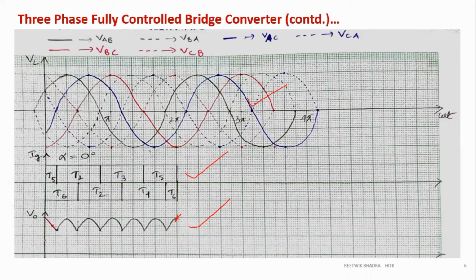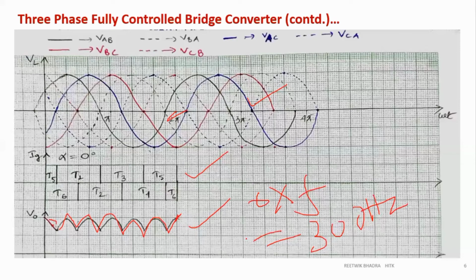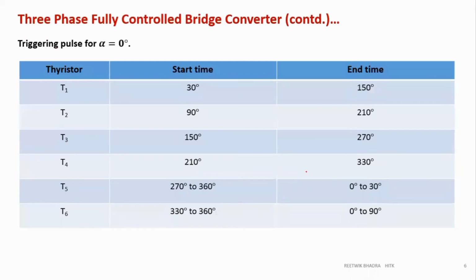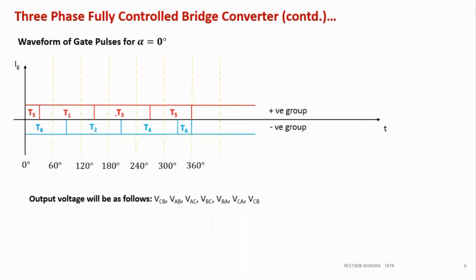One thing I'd like to say: for one cycle, up to 360 degree, how many pulses do you have? 1, 2, 3, 4, 5, this is half, 5 and a half, this is 6. So 6 pulses. So ripple frequency is 6 into F. F is 50, so it becomes 300 hertz. So the ripple frequency is 300 hertz for a 3-phase fully controlled bridge converter. For a half wave controlled rectifier it is 50 hertz. For a full wave rectifier it is 100 hertz. Over here the ripple frequency is 300 hertz. So this is how you have to draw it.